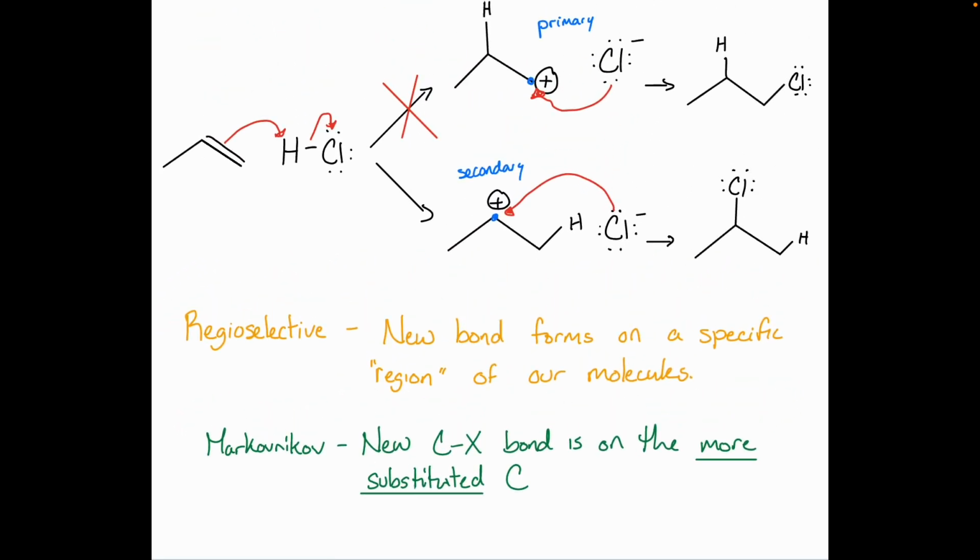Okay, so this is a reaction, and we're going to learn a bunch of reactions that are regioselective. We get one particular product out of it because of the region in which the new bond is formed. This specific type of regioselectivity, where it's formed on the more substituted carbon, has a special name. It's a Markovnikov reaction.